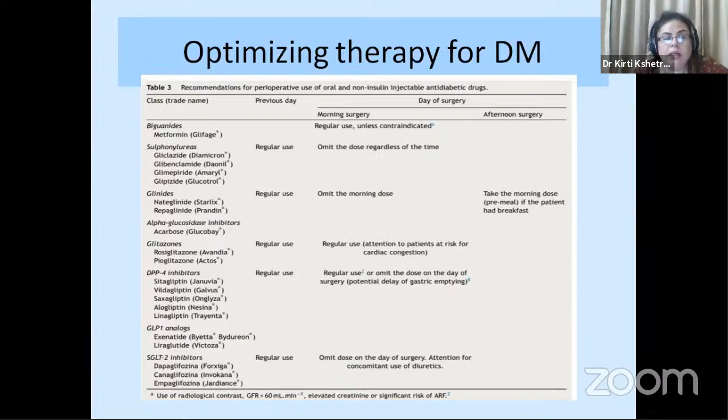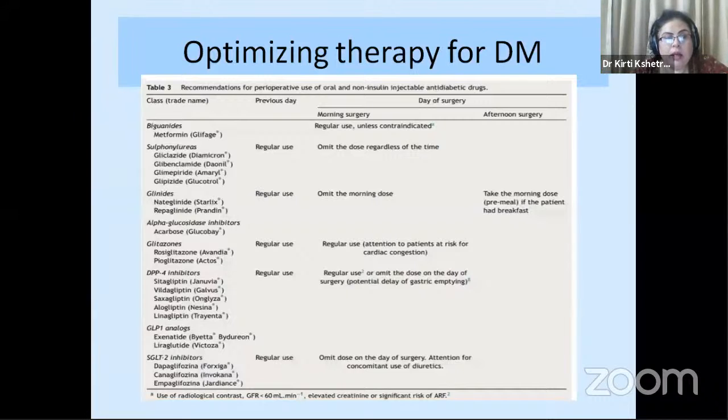Sulfonylureas are long-acting. On the day of the surgery, you have to omit the dose regardless of the time, that is, be it a morning surgery or an afternoon surgery. Before I move further, all the oral antidiabetics and non-insulin injectable antidiabetics can be given as a regular dose on the previous day of the surgery. The changes are to be done just on the day of the surgery.